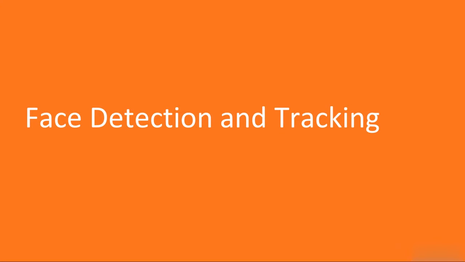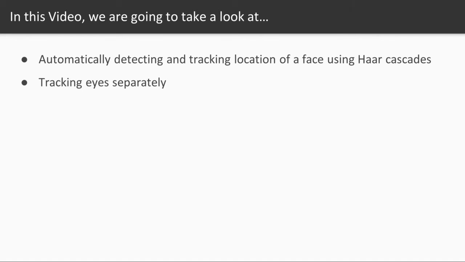Welcome to the last video of the section, Face Detection and Tracking. In the previous video, we learned about optical flow-based tracking. In this video, we will see how to automatically detect the location of a face in a live video and track it. We will use Haar cascades for that. We will also track the eyes as a separate entity.